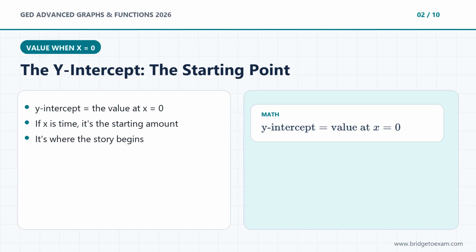Let's give the y-intercept meaning. It is the output when the input is 0. In other words, the value at the very start. If x is time, the y-intercept is the amount at time 0. A savings account might start at $50. A road trip might start at 0 miles. The y-intercept is where the story begins.